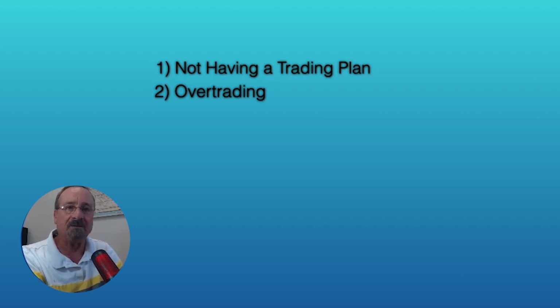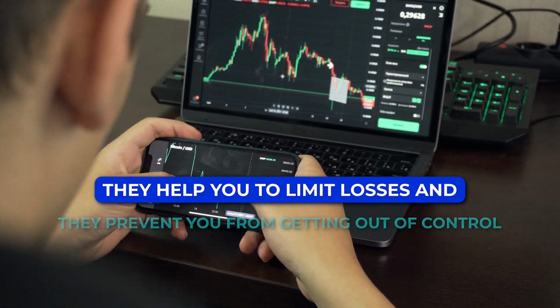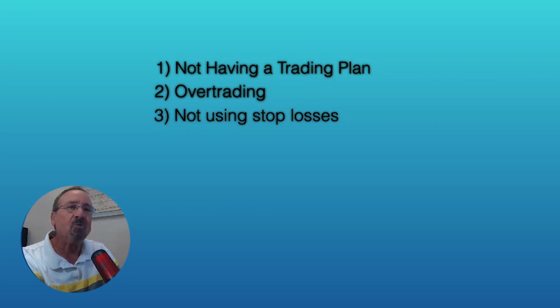Be a robot. Next, not using stop losses. A stop loss is an order to sell. When the price reaches a certain point, you're going to get out of the trade. Stop losses help you to limit losses, and they prevent you from really getting out of control. It's important to always use stops. I don't make a trade unless I have a stop loss in place.